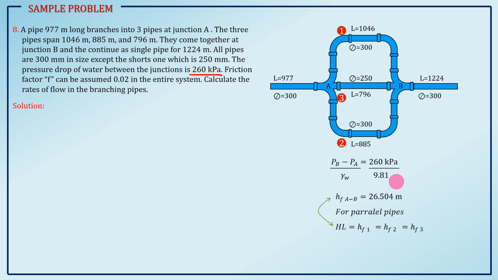So, the unknown here is the rates of flow of our branching pipes, branching pipe 1, 2, and 3. We can easily solve that if we have the equation for the major head losses, since the major head loss is given to us. Given is the friction factor F. So, we will use the Darcy-Weisbach equation: 0.0826 F L Q squared over D raised to 5.